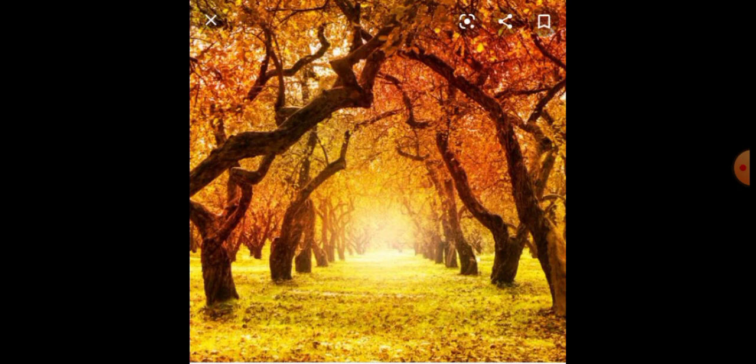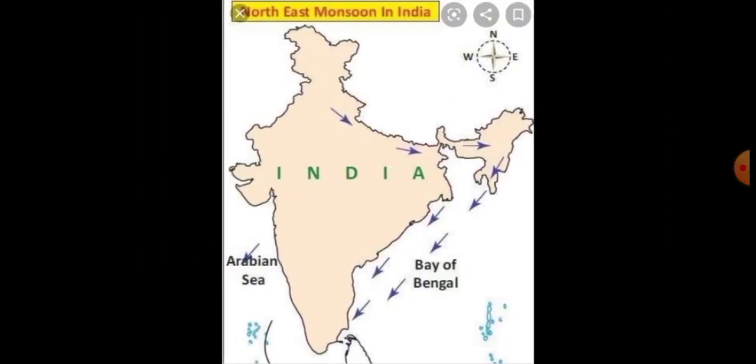Now we learned about India's four distinct seasons. I hope you understood the four distinct seasons. Just see this map, students. This is the northeast monsoon wind. This is also an important map, a 10th standard portion map. It starts in the month of October and ends in December. The southwest monsoon wind returns from the Indian landmass and blows towards the Bay of Bengal.